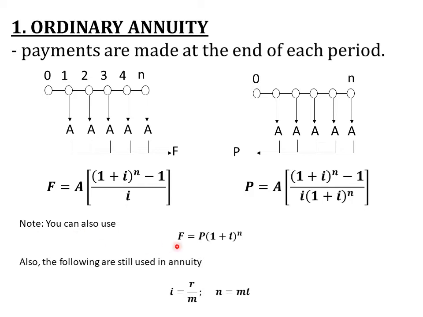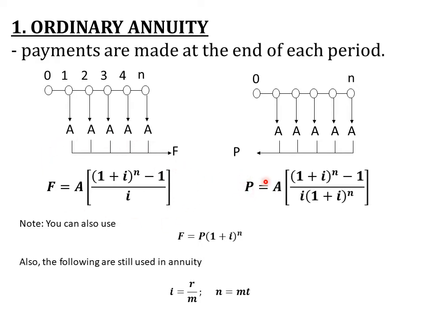But take note, you can also use the formula from compound interest, which is F equals P times (1 plus i) to the power of n. Because what if, for example, you get the present amount using this formula? What if you need the future amount? If you need the future amount, there is no need to use this.